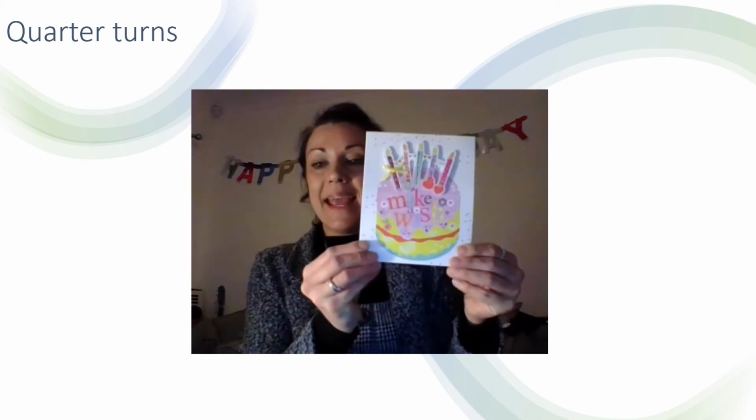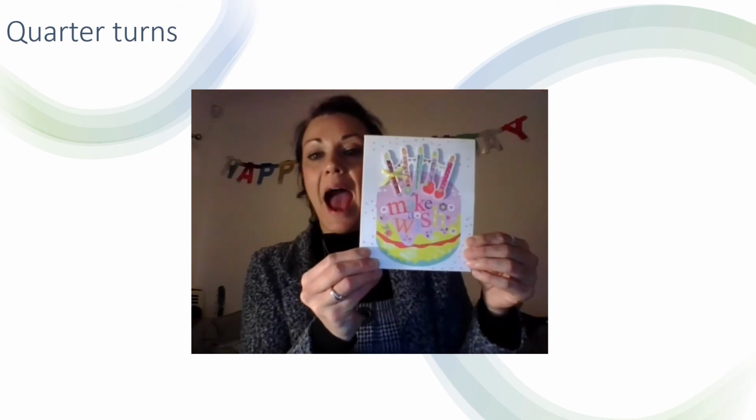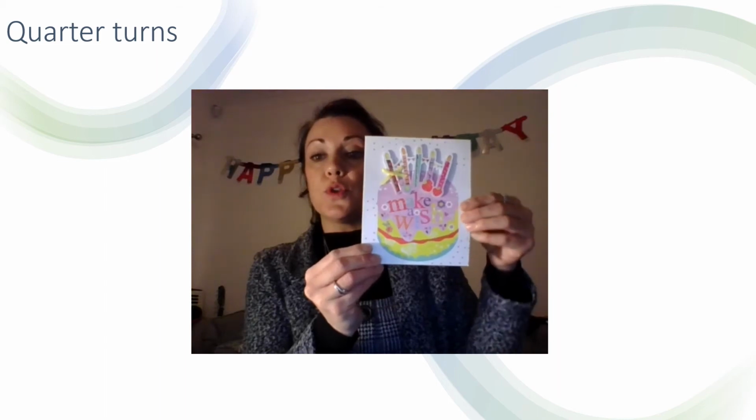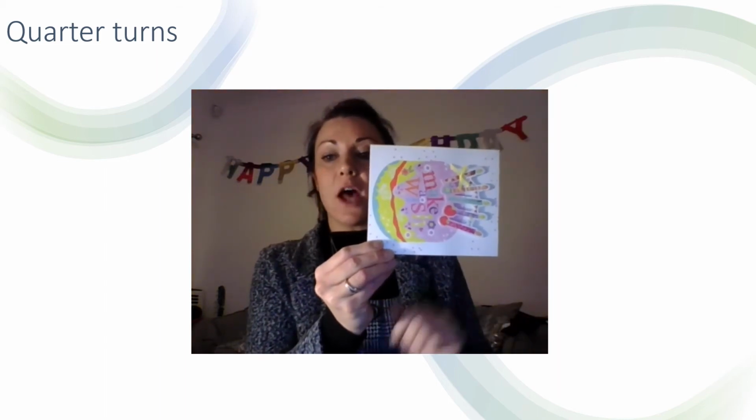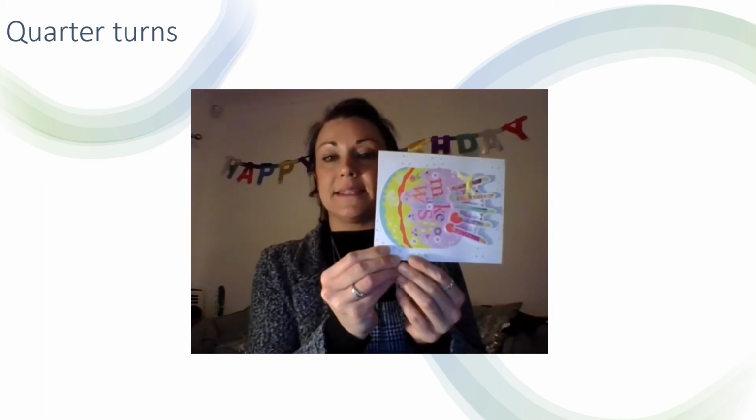Next, we will look at quarter turns. Here is my birthday cake again. The candles are pointing up. I'm going to turn my object a quarter turn to the right. My candles are now pointing in a different direction to the right.